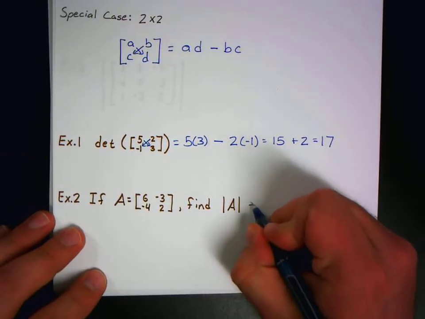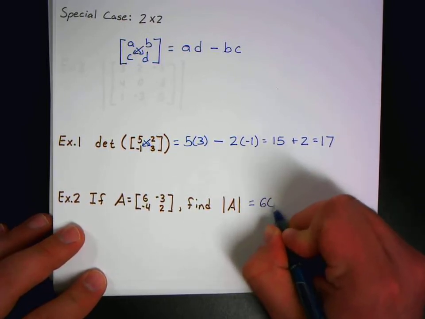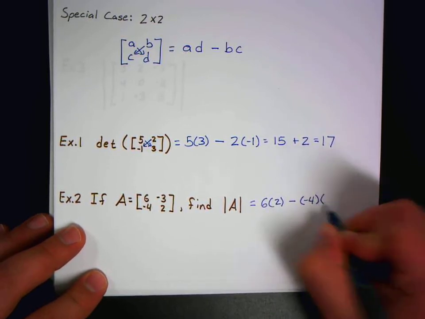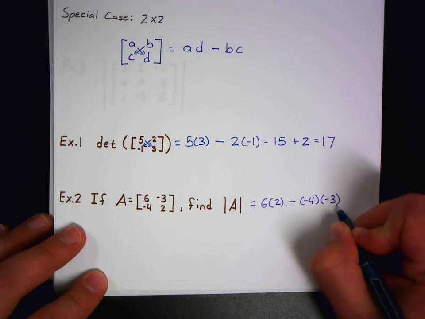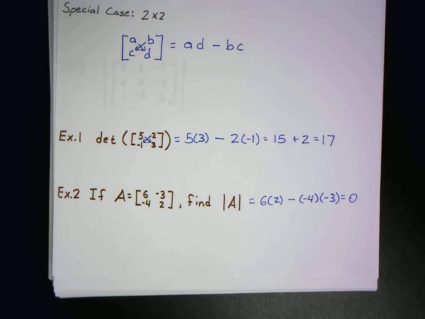If you do the next one, same exact thing. 6 times 2 minus negative 4 times negative 3. So that one will be 0. Okay, that's all there is to determinant for a 2 by 2.